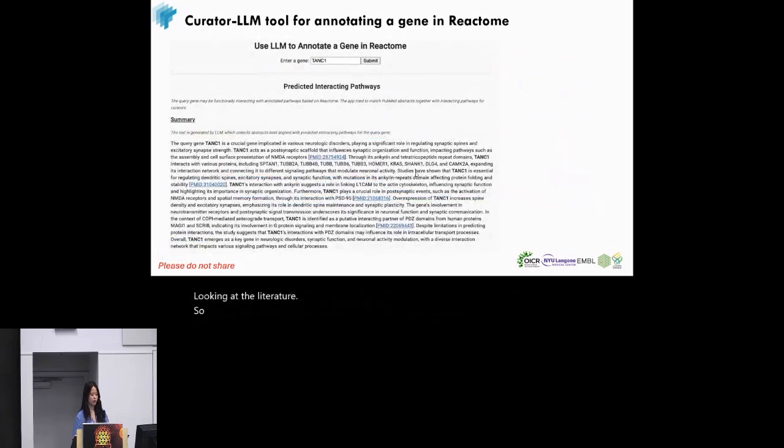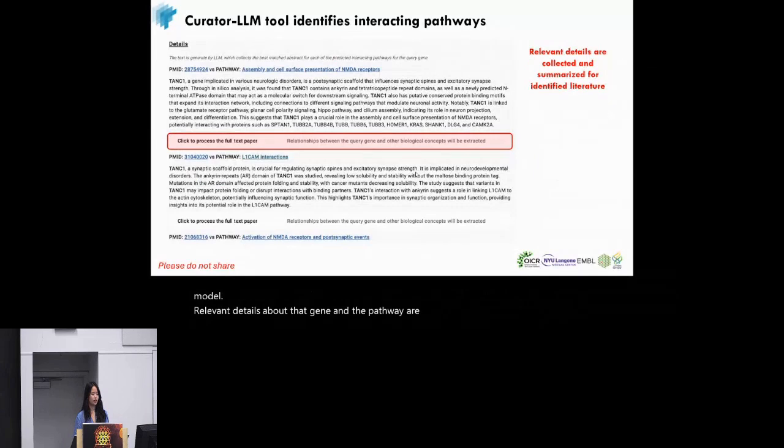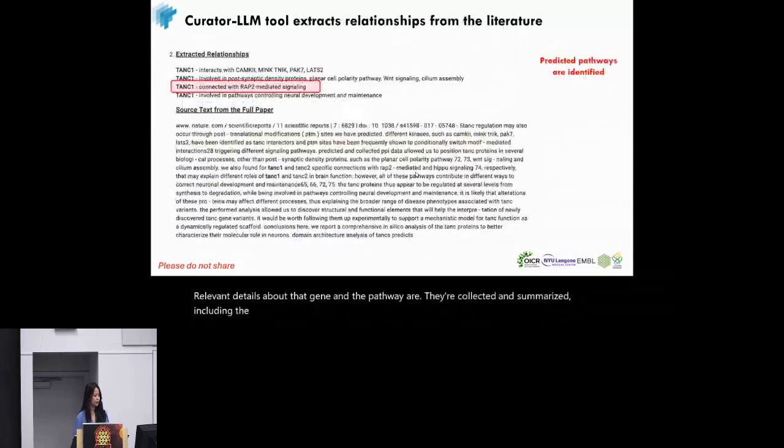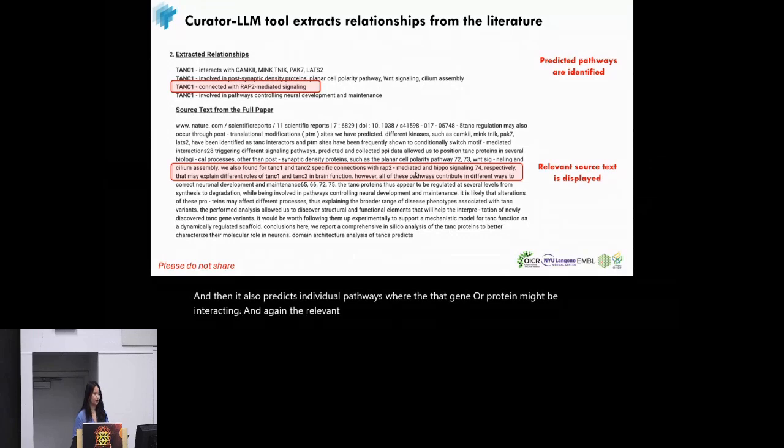The curator will put in a gene like TANK1, for example, which has not been annotated in Reactome. It produces a summary for that query gene, and it generates links to literature using a RAG model. Relevant details about that gene and the pathway are collected and summarized, including the identified literature. And then it also predicts individual pathways where that gene or protein might be interacting. And again, the relevant sources from the literature are displayed for the curator.